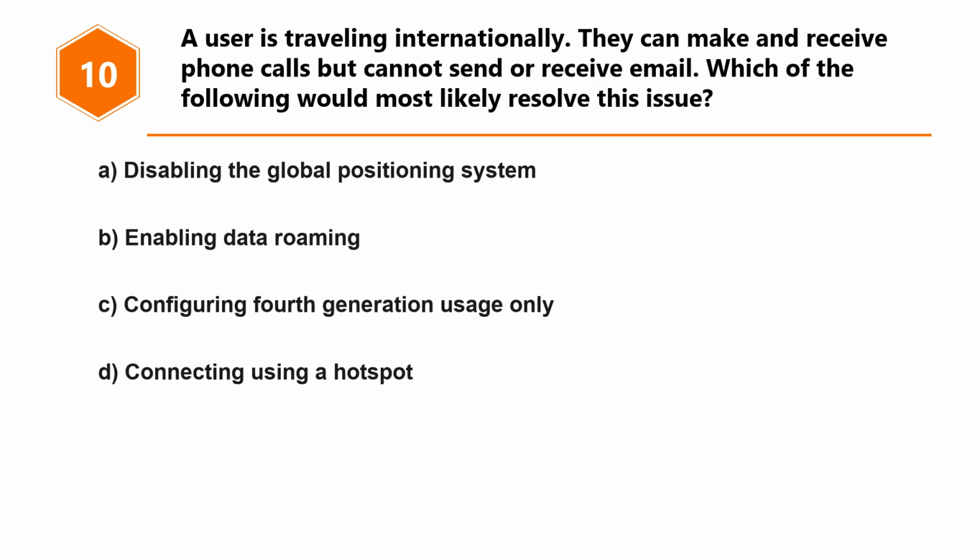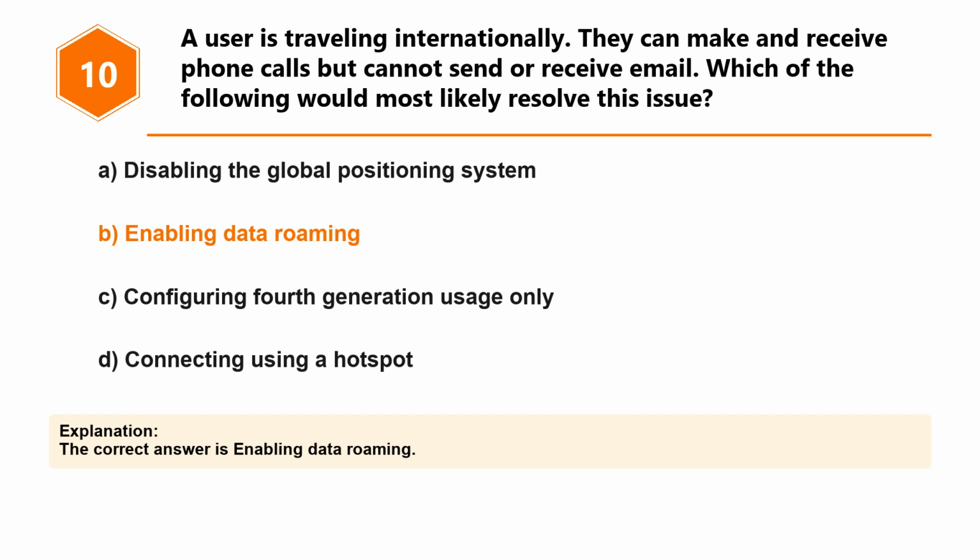Question 10. A user is traveling internationally. They can make and receive phone calls but cannot send or receive email. Which of the following would most likely resolve this issue? Option A, disabling the global positioning system. Option B, enabling data roaming. Option C, configuring fourth generation usage only. Option D, connecting using a hotspot. The correct answer is option B, enabling data roaming.